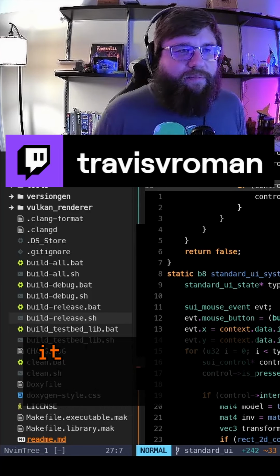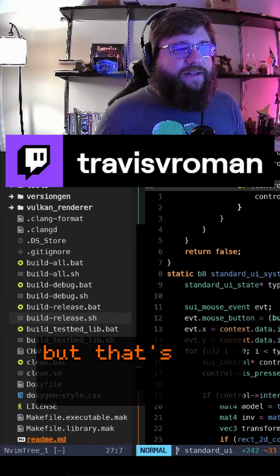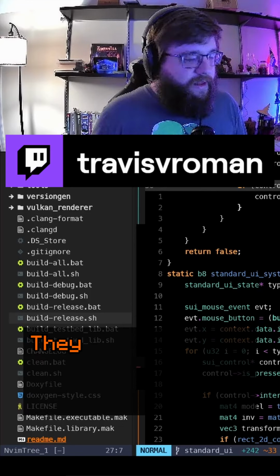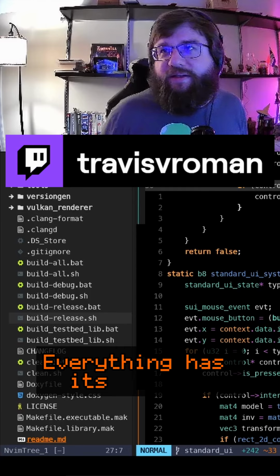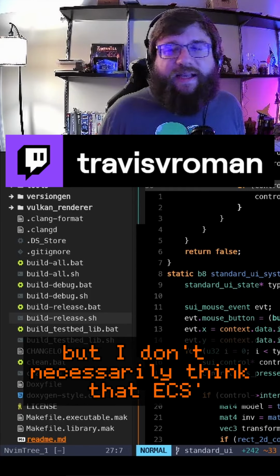I get that it makes things easier to wrap your head around, but that's not necessarily better from a code perspective. They tend to lead to lots of memory fragmentation and things like that. Everything has its purpose, but I don't necessarily think that ECSs always make sense.